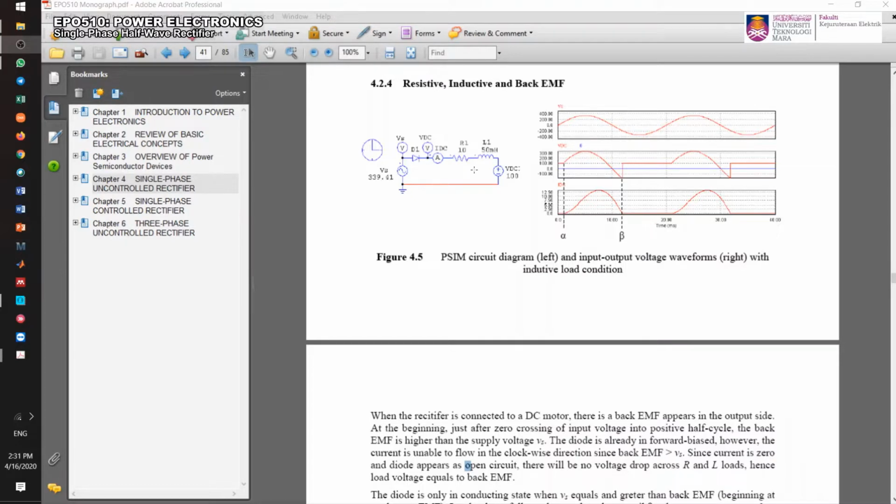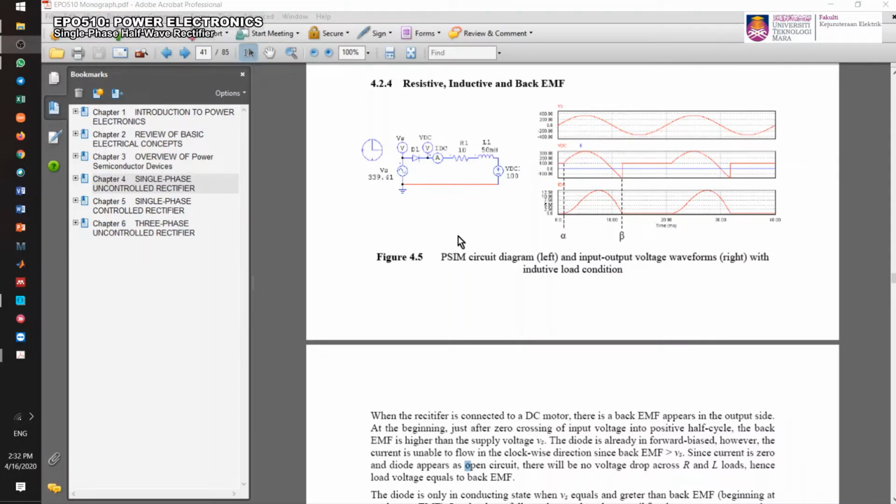In that DC motor, there is actually a back EMF, which is usually determined by the rotation of the motor. So there is always a back EMF in the motor. Therefore, when you put it into the circuit, the equivalent circuit will be the supply voltage together with the back EMF, as well as the diode and the load R plus L. All right, so let's look at what happens if you have that back EMF in the circuit.